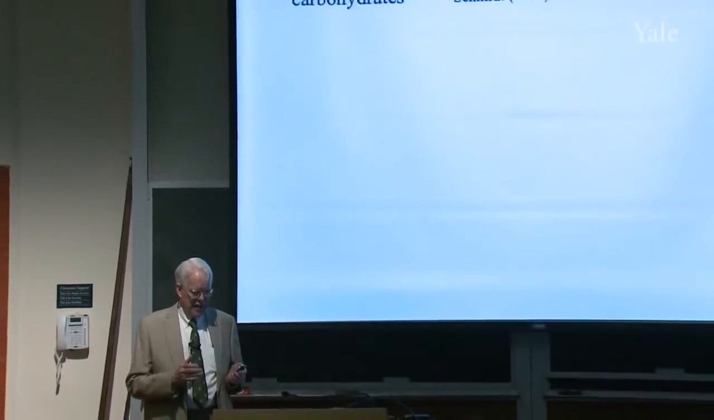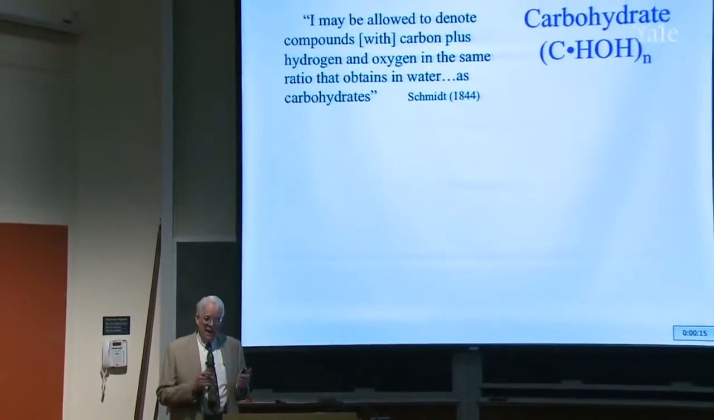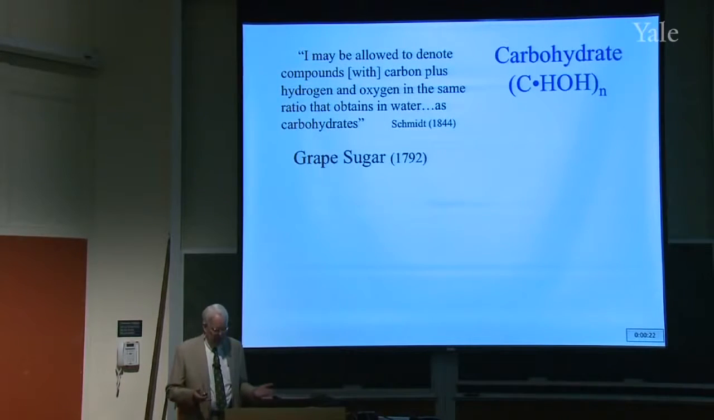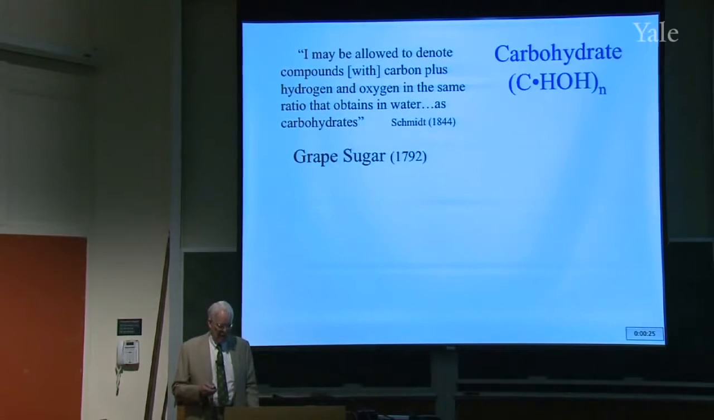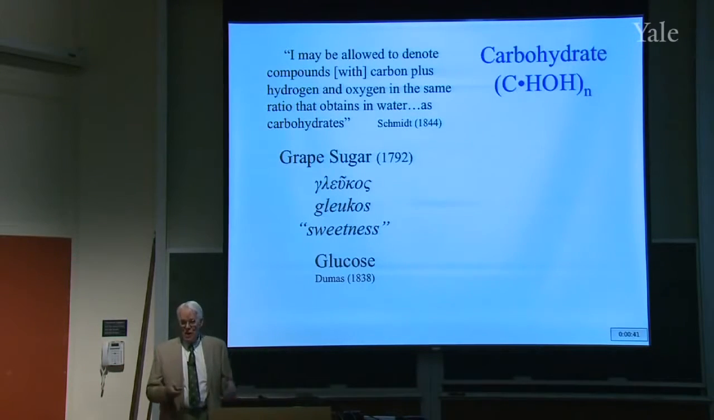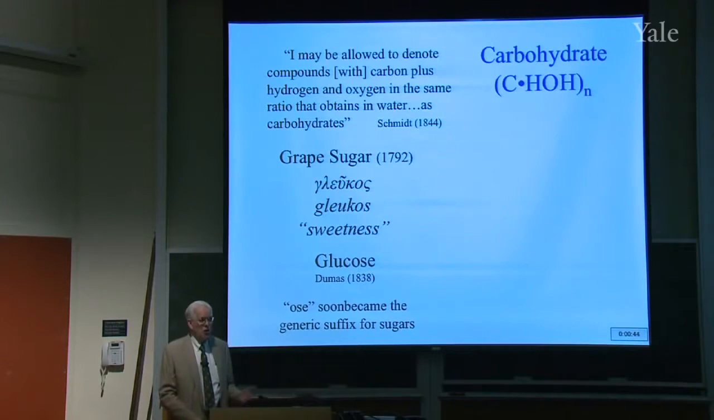Okay, so we saw last time that they're carbohydrates, and I found who used the word first. It was a guy named Schmidt in 1844. He said, "I may be allowed to denote compounds with carbon plus hydrogen and oxygen in the same ratio that obtains in water as carbohydrates." That is, it doesn't have to be one carbon to one water. So there were examples known, like grape sugar, which was isolated pure in 1792. It was given by Dumas the name glucose, which comes from the Greek word glykos, which means sweetness. Okay, so that's where glucose came from. But even more important, the OSE ending came to be the generic ending for all sugars. So when you see something OSE, it means it's one of these carbohydrates.